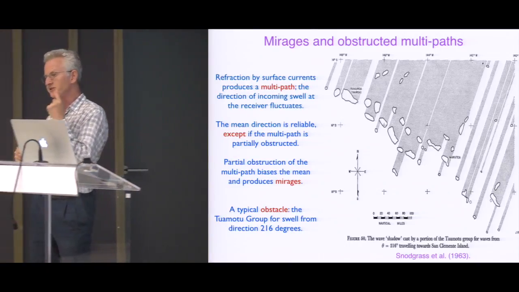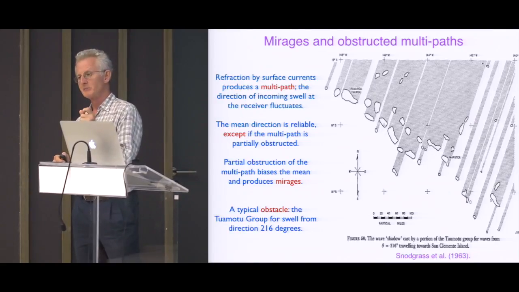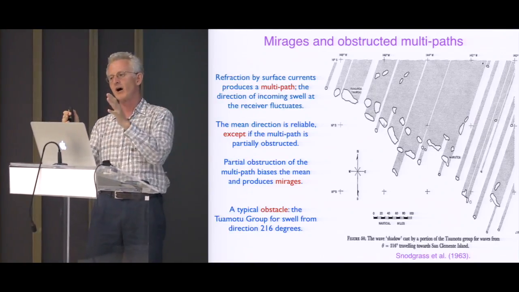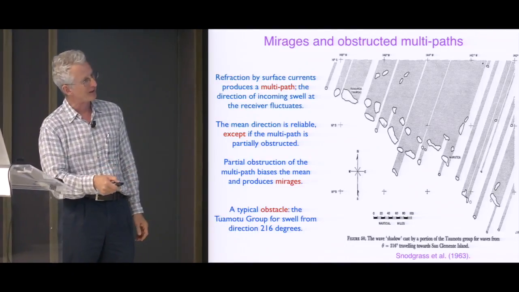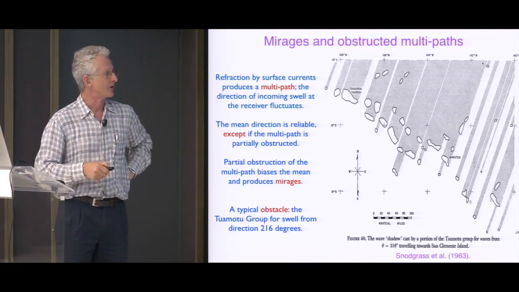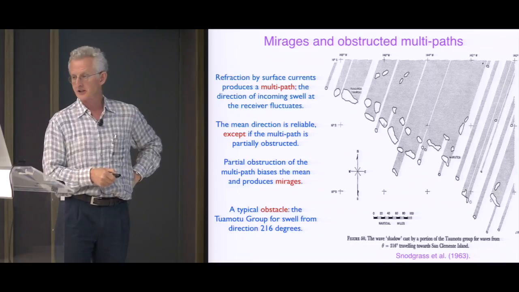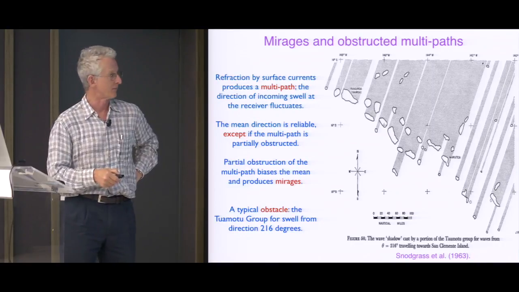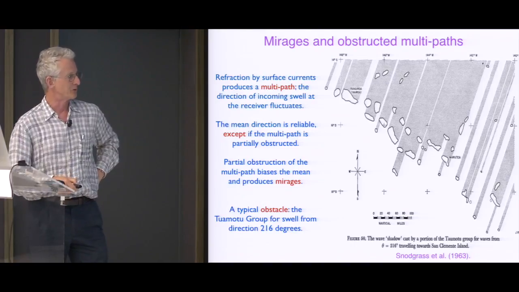So partial obstruction of the multipath would explain why, first of all, you even see a signal at all at the receiver when Tuamotu is in the way. Because the multipath is so wide, the island group can obstruct, say, half of the multipath, but you still get the arrival from the other half of the path. So that produces a bias at the receiver and essentially a mirage. Okay? So this is a typical obstacle, which is the Tuamotu group at the direction of 216 degrees.